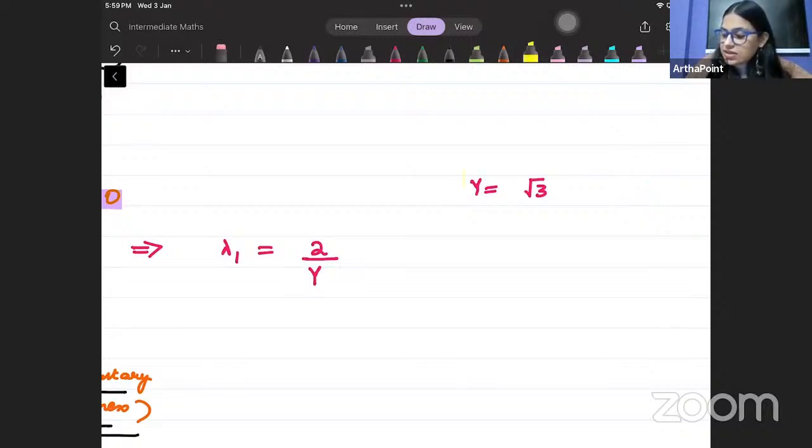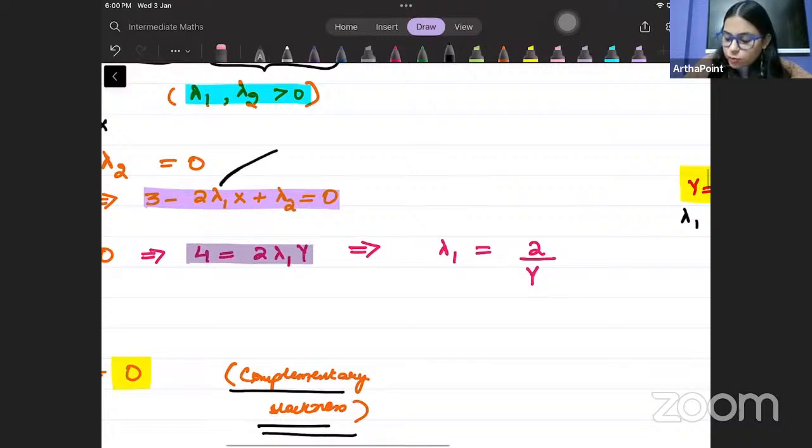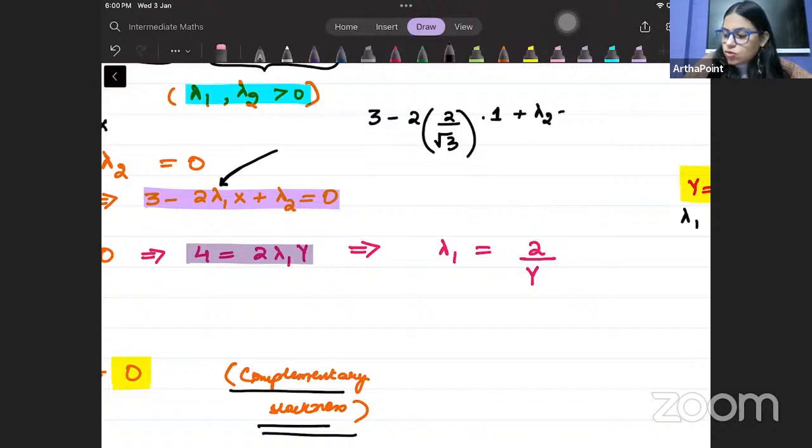Now, if my y is plus root 3, so beta, what will be lambda 1? Lambda 1 will be 2 by root 3. And if lambda 1 is 2 by root 3, I will have to plug lambda 1 here to find out lambda 2. So I will get lambda 1 का value 2 by root 3 into x का value, which was 1, plus lambda 2 equal to 0. So what will be the lambda 2 that I will be getting? I will get lambda 2 as 4 by root 3 minus 3. But this is negative.